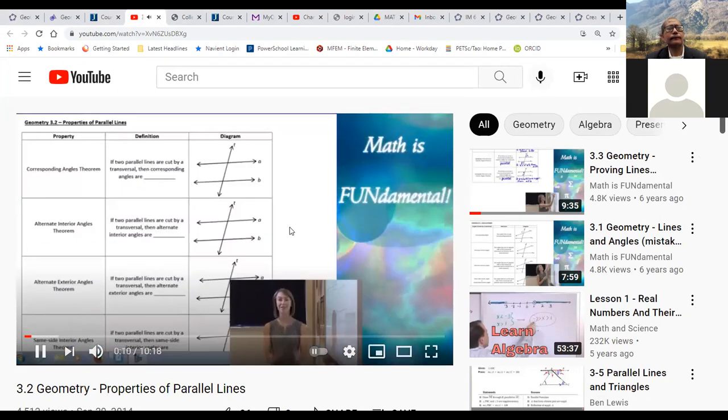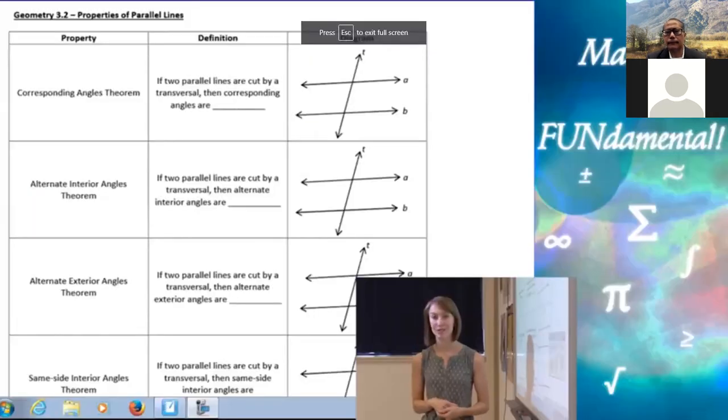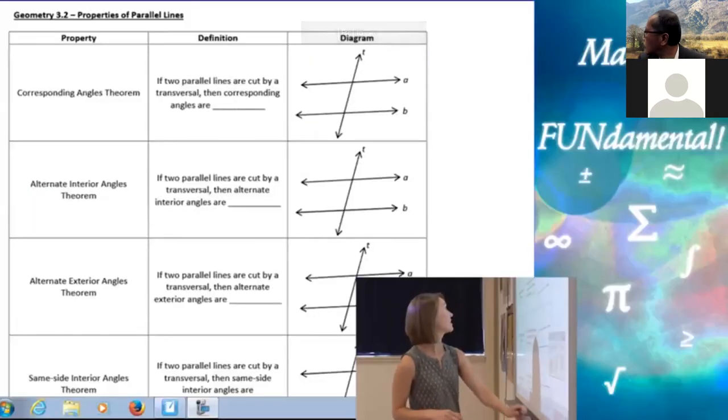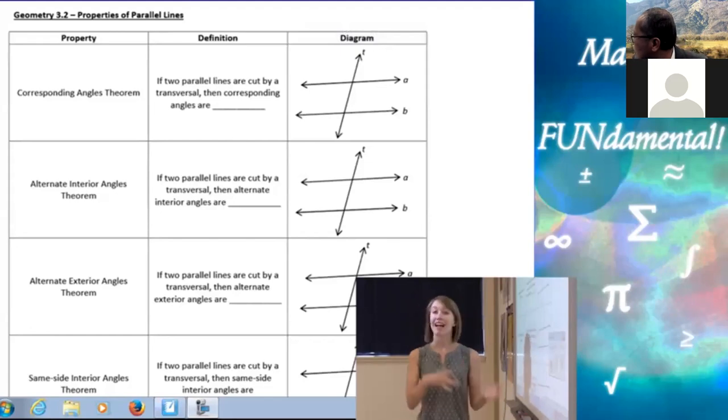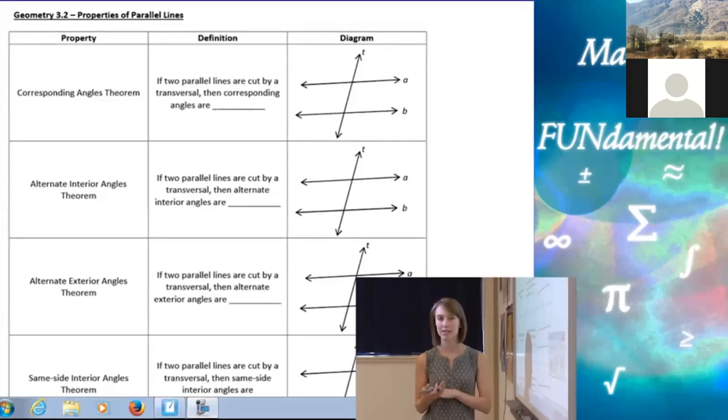Welcome to Math is Fundamental. Today we're going to talk about some angle properties using parallel lines and converses. So let's get started. In the last lesson, we learned about all these different types of angles: corresponding angles, alternate interior angles, inside and exterior. And we defined all of those, but today we're going to take it one step further and learn some theorems about those types of angles.